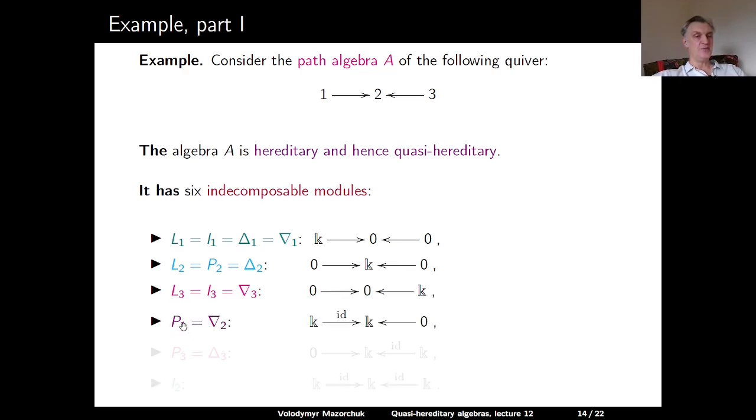Next we have the projective P1, which lives at the vertices 1 and 2 with the identity map between them. This coincides with ∇2. Then we have P3, which is supported at the vertices 2 and 3 with the identity between them. This coincides with Δ3. And then we have the indecomposable projective-injective I2, which lives at all vertices, and both arrows are the identity maps.